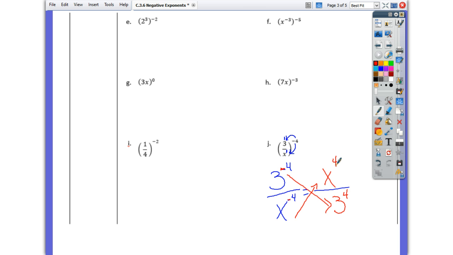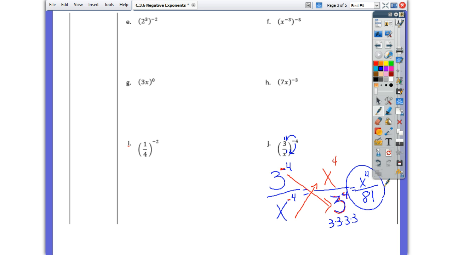Not quite done. What can I simplify yet? I can still simplify the 3 to the 4th power. That means 3 times 3 times 3 times 3. All right, so my final answer is x to the 4th power over 81. When you multiply these, you get 81. So x to the 4th power over 81.